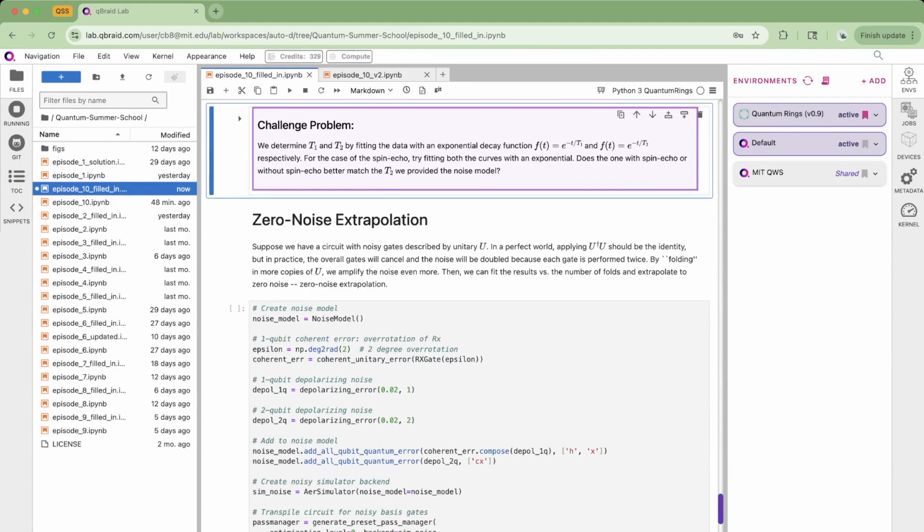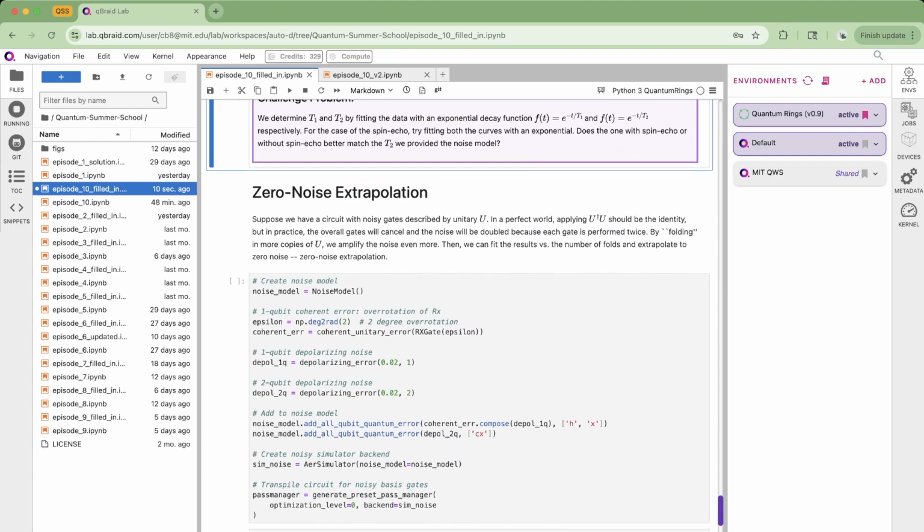So the last thing I want to talk about today is zero noise extrapolation. So basically, we're going to have some circuit with noisy gates, and let's say we can describe that with unitary U. So in a perfect world with no noise, if we apply U dagger U, that should be the identity and do nothing. But in practice, we would actually have double the noise because we applied all the gates twice.